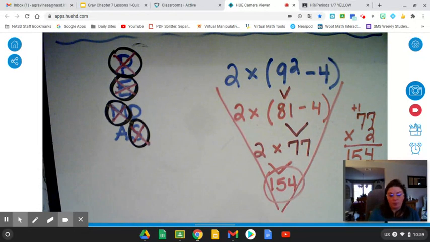All right. I hope you found this helpful. We will increase the level of difficulty tomorrow and add more grouping symbols like brackets and braces.